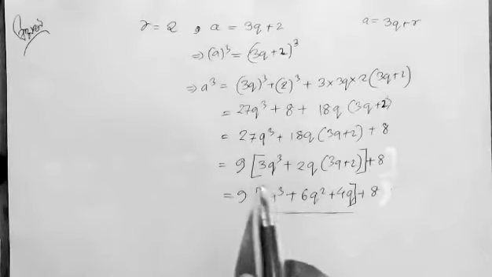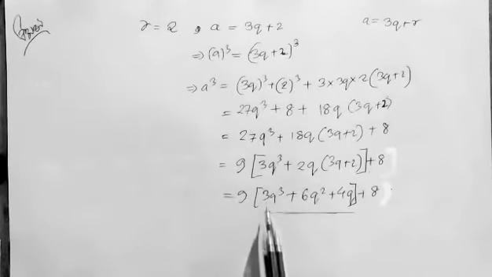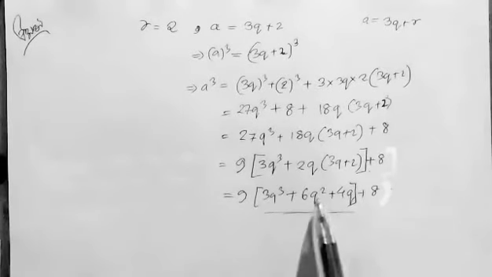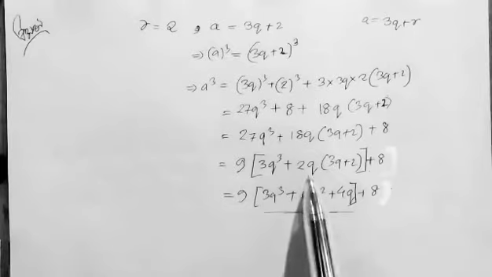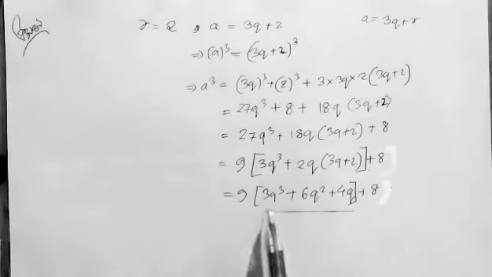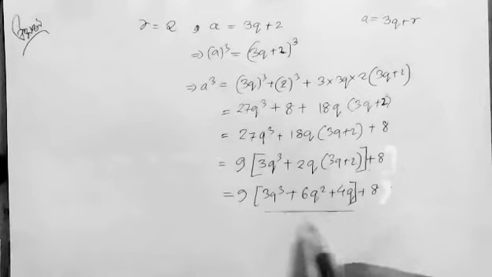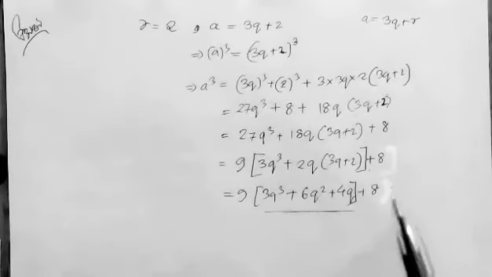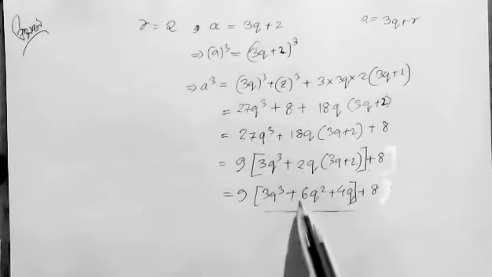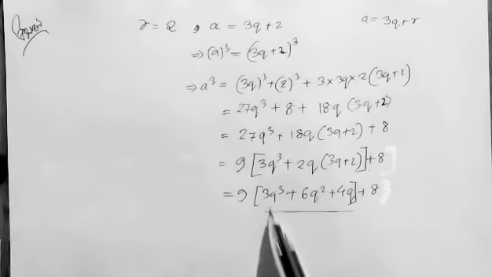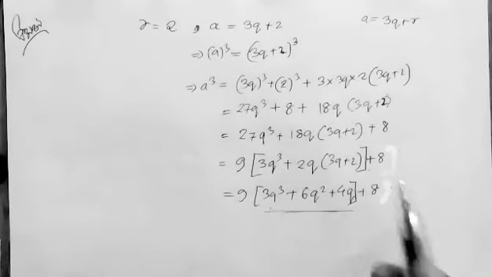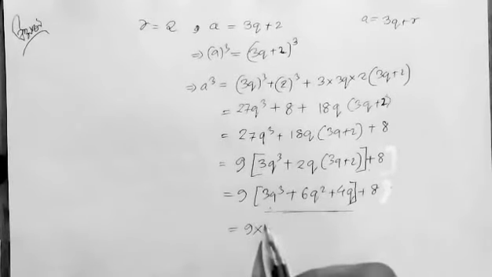So we simplified the term inside the bracket more. We got 3q cube plus 2 into 3, it's 6q square, plus 2 into 2, it's 4q. So this is the term we got. Now we can replace this term by another integer, say k. Is this term an integer? Yes, the summation will be an integer, because 3 is an integer, 6 is an integer, 4 is an integer, and as q is an integer, q cube will be an integer, q square will be an integer. So we can replace it by another integer, say k.